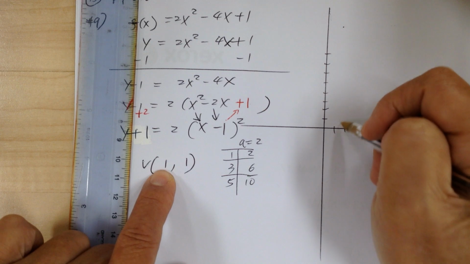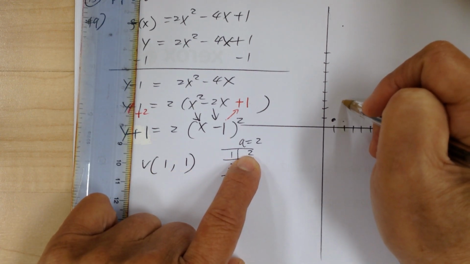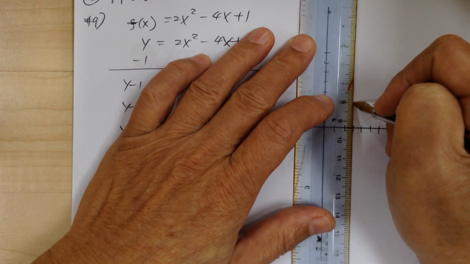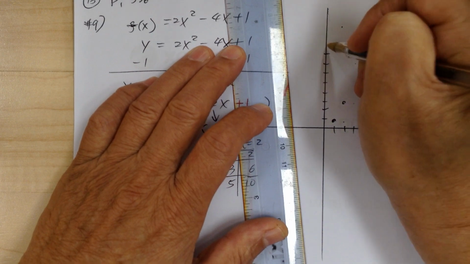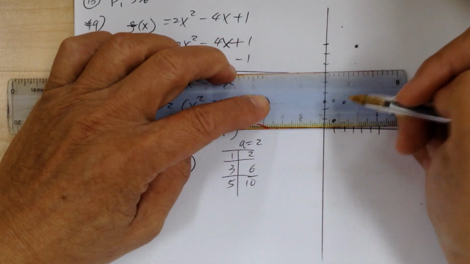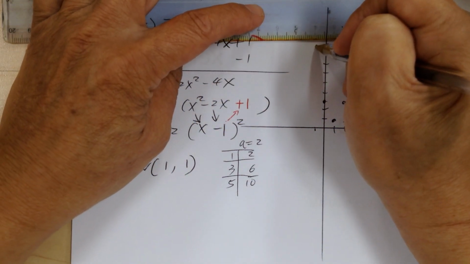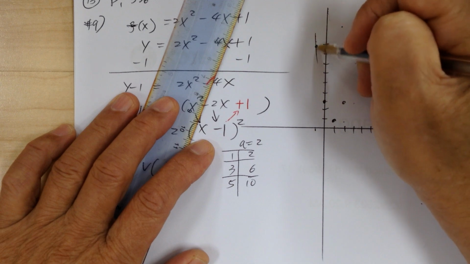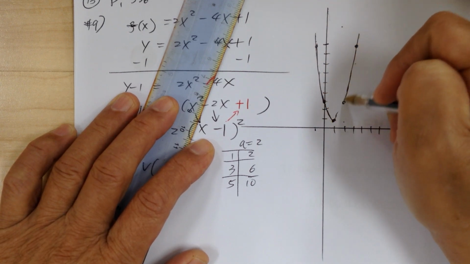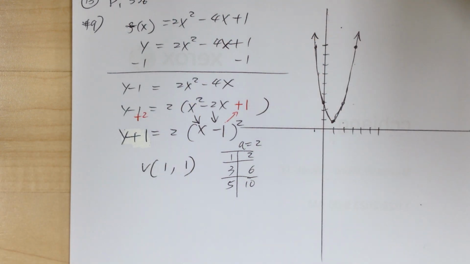okay, so your vertex is 1, 1. So the first time you go over, you have to go up 2. Next one you go over, you have to go up 6. Okay, and that's enough of it. And the other side would be just symmetrical. Okay, so try to use graph paper. That way it will make things a little bit easier for you. Okay, and that's it.